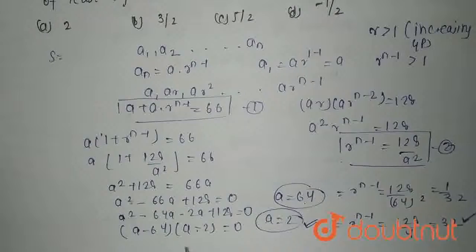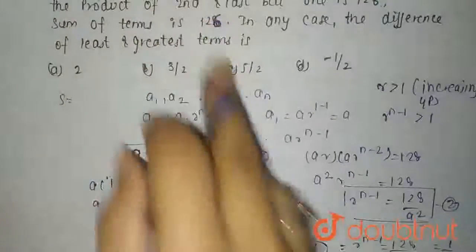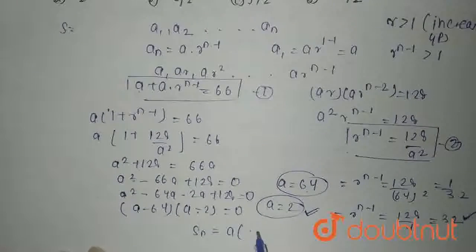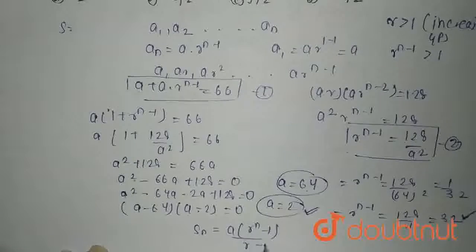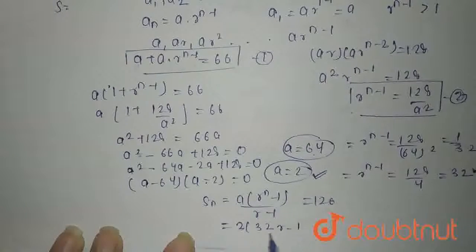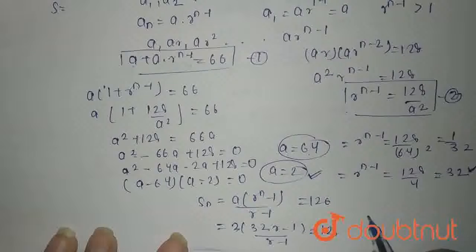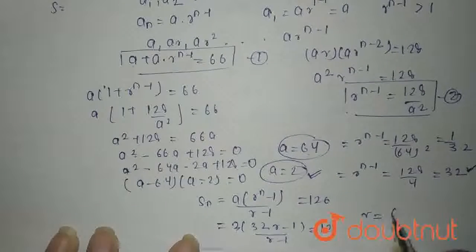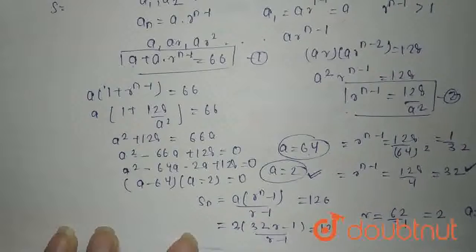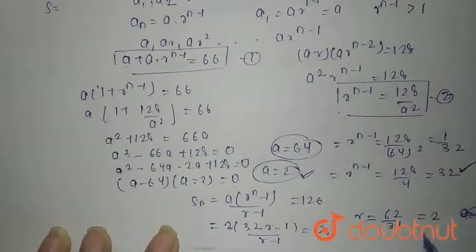So putting this value in sum of n, because the sum of terms is 126 is given in the question. So S of n is equal to a into (r^n minus 1) divided by (r minus 1), that is given as 126. Now putting the values, a is 2, 32 r minus 1 divided by r minus 1 is equal to 126. Solving this equation, you have r is equal to 62 by 31, that is 2. So r is equal to 2 and a is also equal to 2.